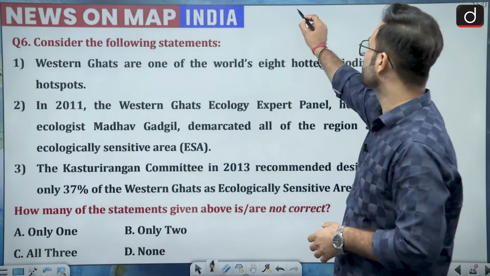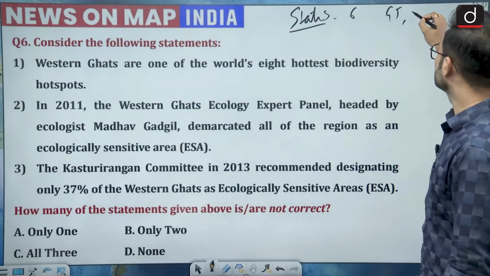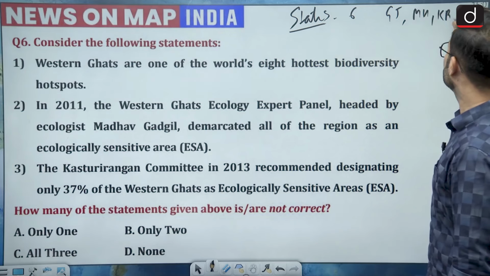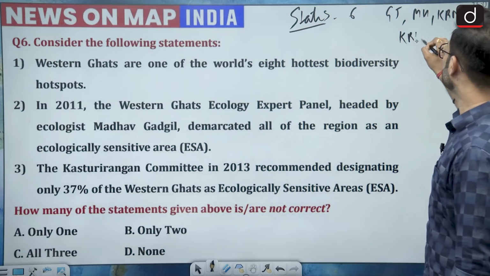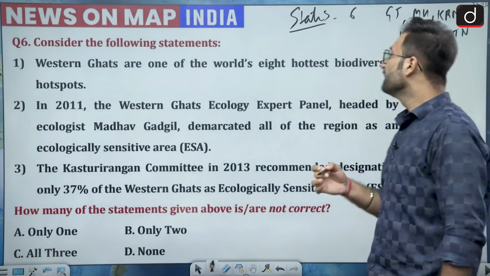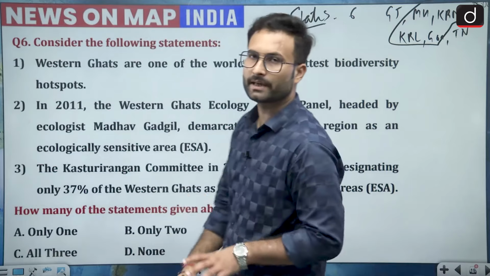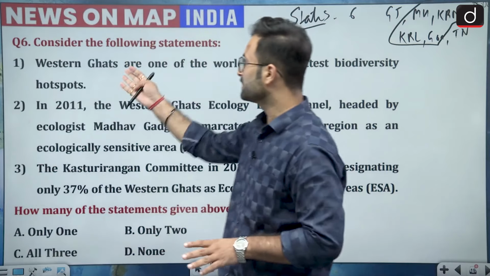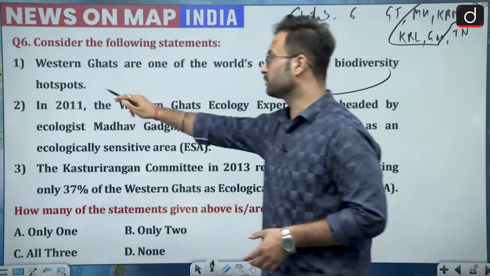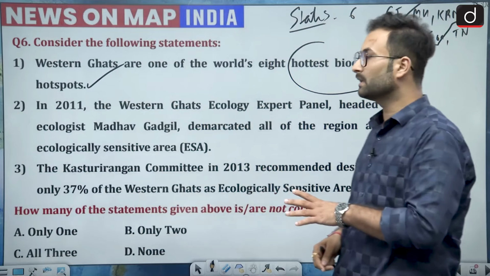When we talk about the states in Western Ghats, there are 6 states. One is Gujarat, then we have Maharashtra, then we have Karnataka, then we have Kerala, we have Goa and Tamil Nadu, okay. So these are the states which are there. These 4 states are having some kind of issues with respect to the ecologically sensitive area, and that is why it was in news. So coming to the first statement, Western Ghats are one of the 8 hottest biodiversity hotspots. So this is true, okay. When we talk about these 2 committees, we'll be talking about that in the further discussion.